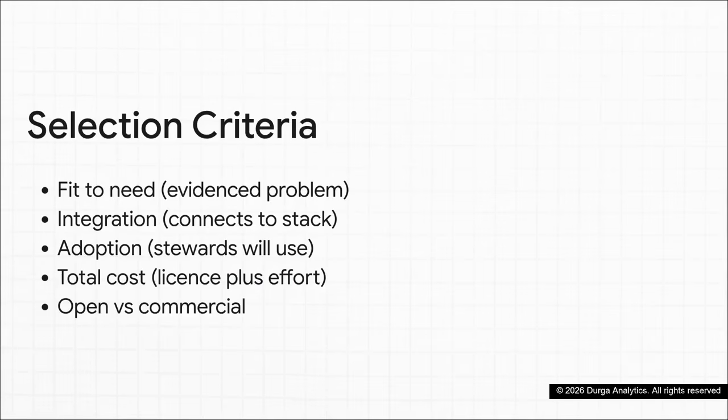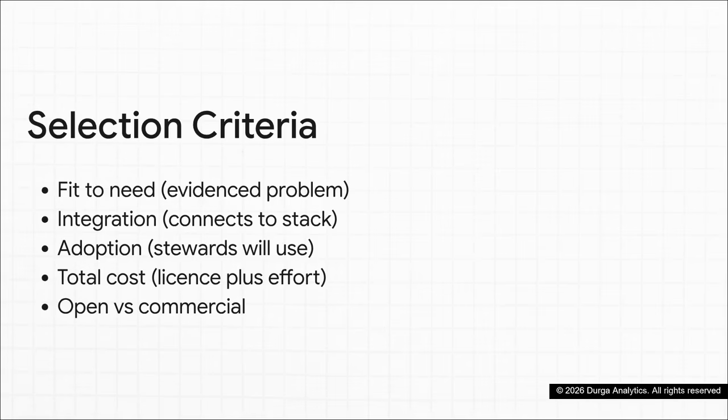So, when you're evaluating a tool, you've got to rigorously score it against these 5 criteria. First, fit to need. Does it actually solve that evidence problem we just talked about? Second, integration. Will it genuinely connect to your existing data stack? Third, adoption.